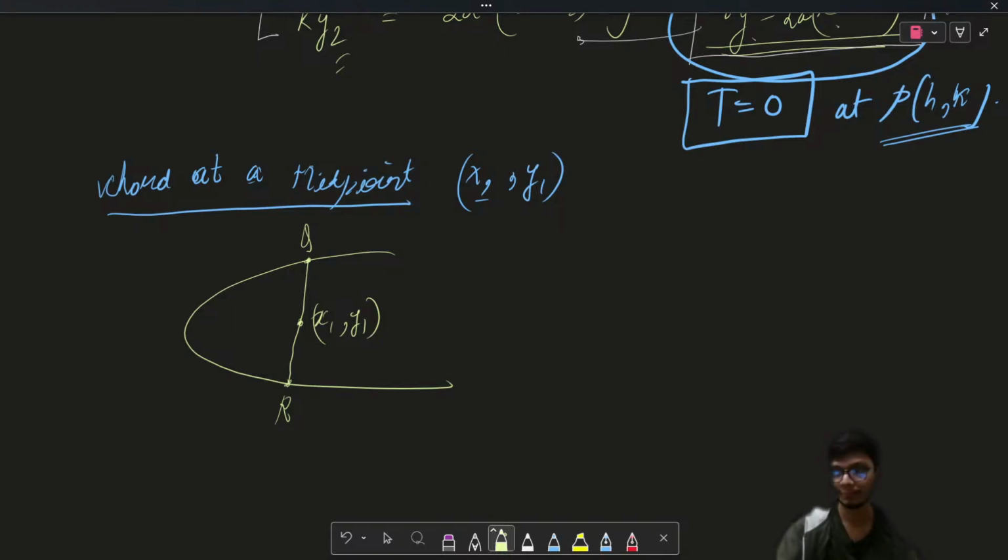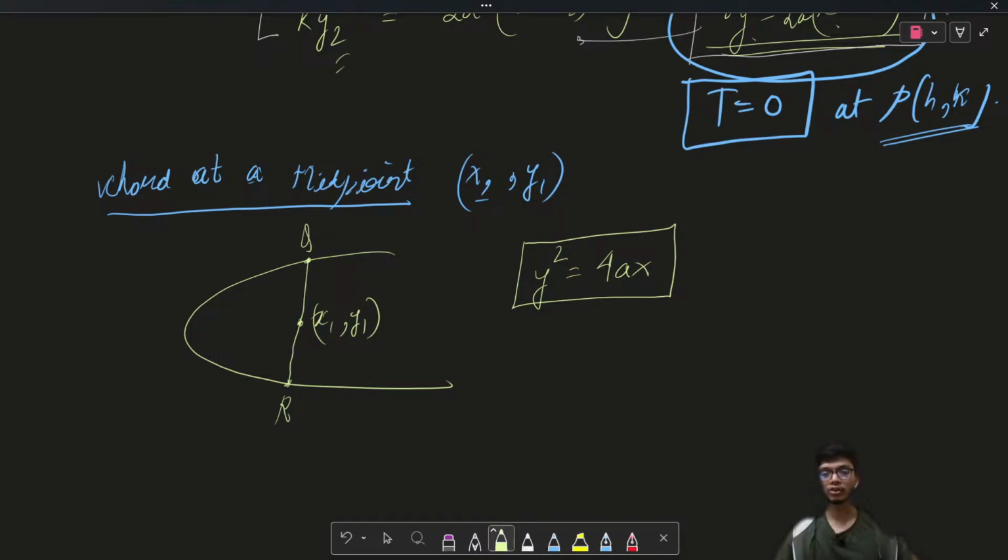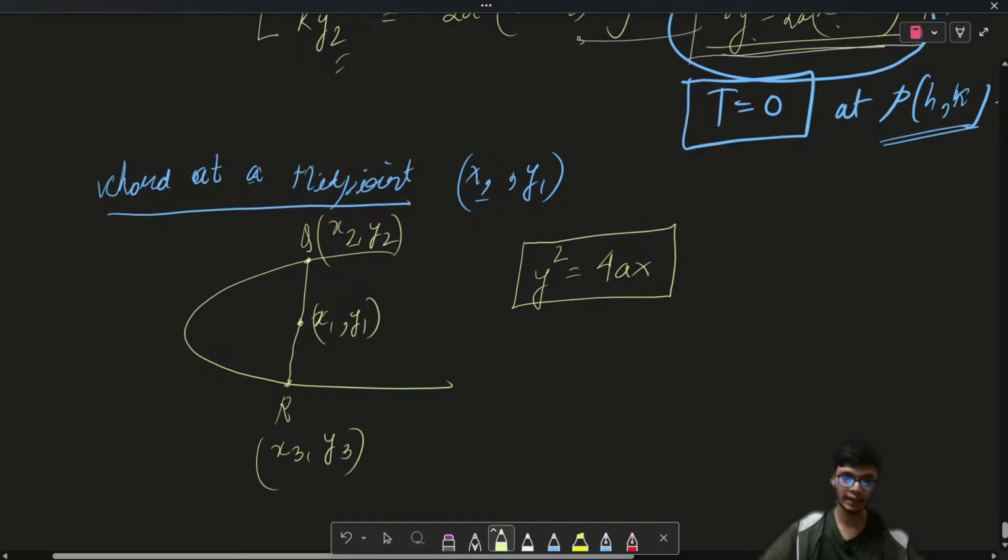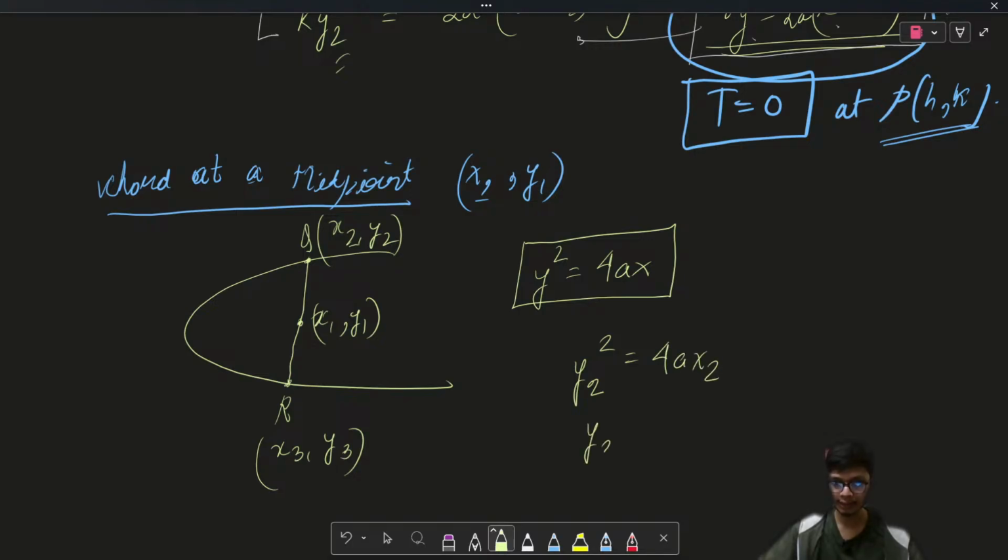Since we are discussing a parabola, let us take a simple standard case, that is y square is equal to 4ax. For this parabola, if QR is a chord whose midpoint is x1, y1, let us assume the coordinates of point Q as x2, y2 and R as x3, y3. Since these points lie on the parabola, they satisfy the equation, so y2 square is equal to 4a x2 and y3 square is equal to 4a x3.